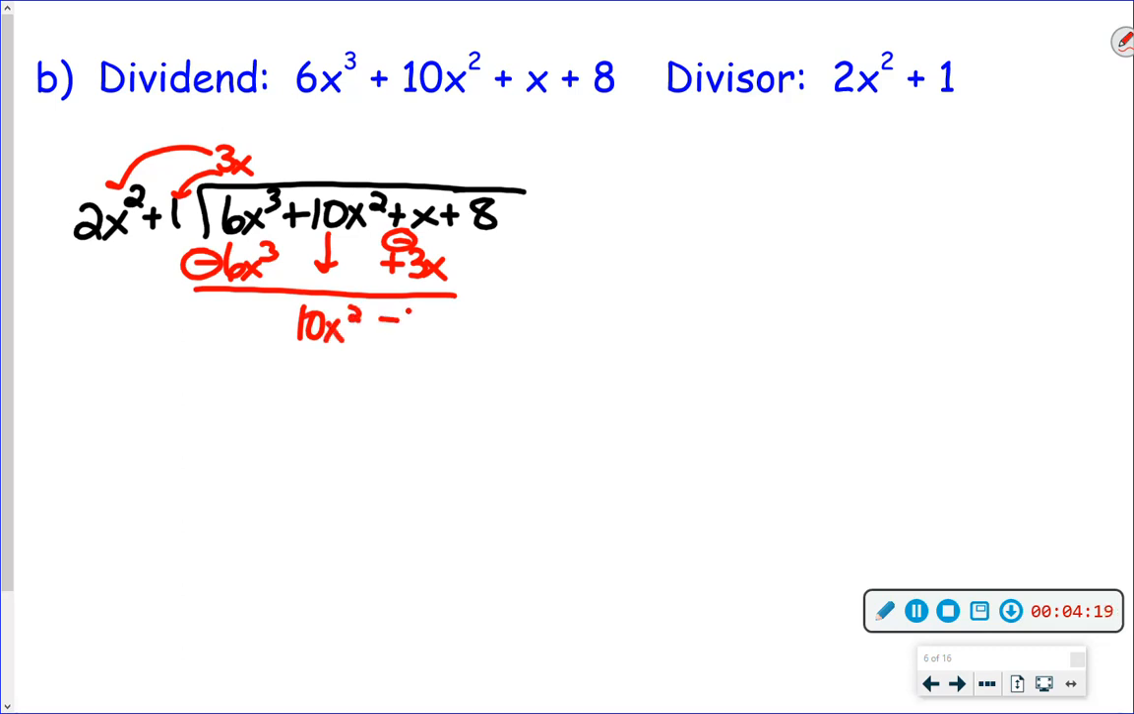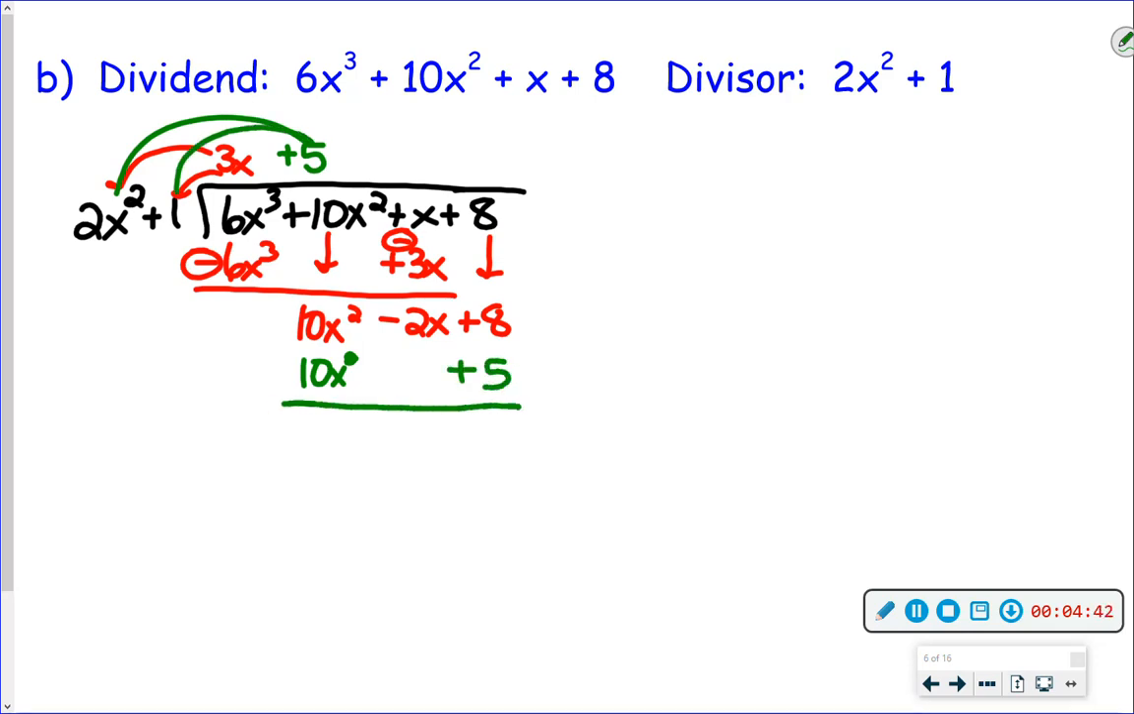1x minus 3x. And we can also bring down our 8. We are ready for our next term on top. So I'm going to ask myself, what times 2x squared gives me 10x squared? 5. Through the entire divisor, 5 times 2x squared. Got it. Now, be careful here. 5 times 1, of course, 5. I'm going to put it under the 8 to keep the like terms together, and I'm going to subtract everything.